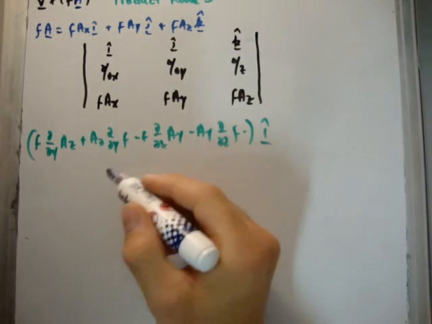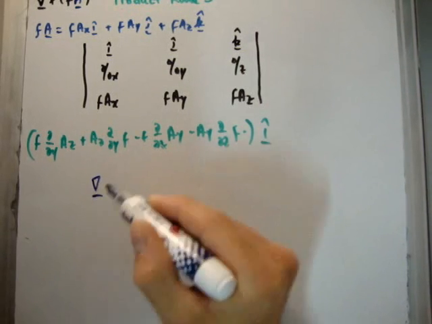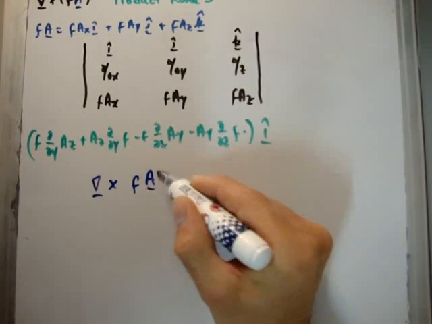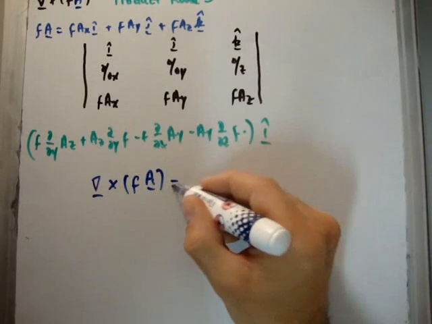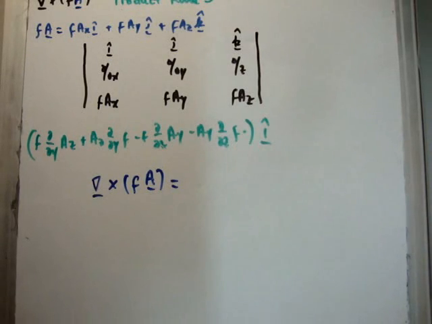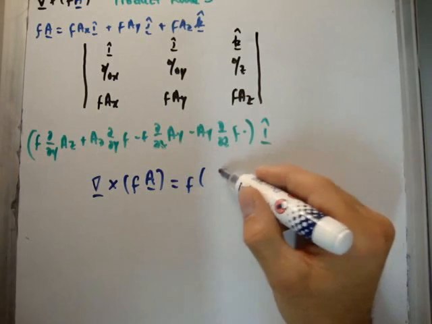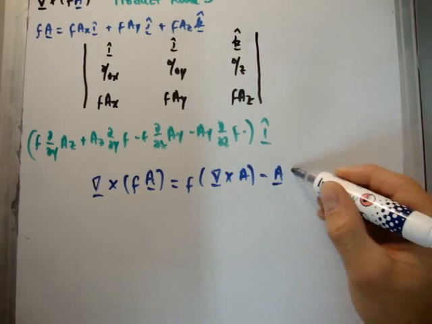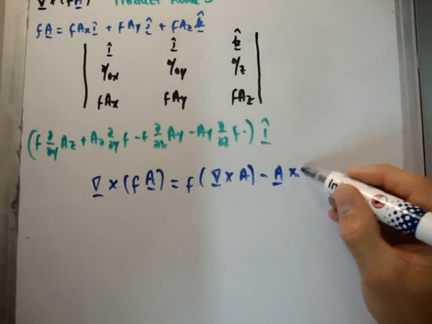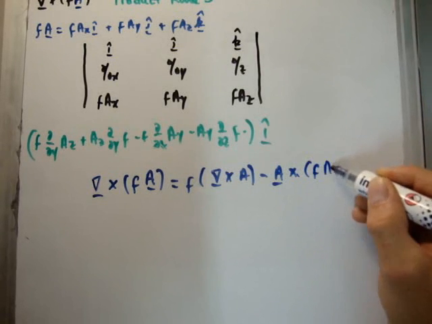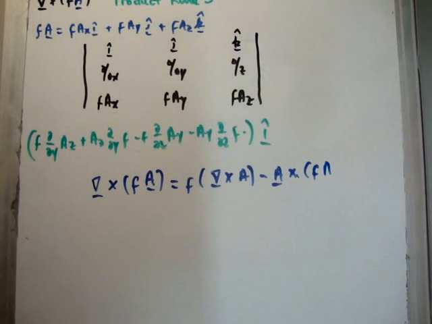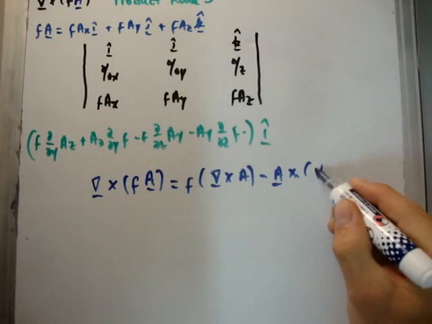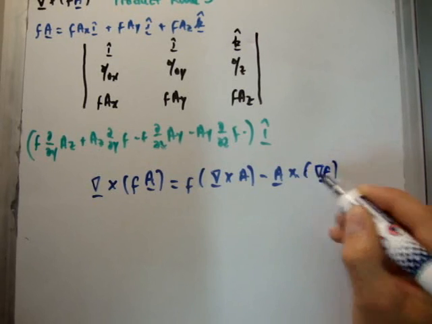So simply when you extend it to three dimensions, what you'll get is that the curl of the vector field made when you multiply the scalar f by the vector field A is f outside of the curl of A minus the cross product of A and the gradient of f. Note, of course, the gradient of f gives you back a vector field.